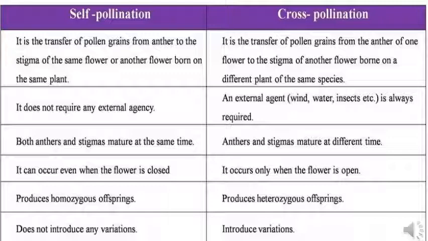It produces homozygous offspring, that is, similar, identical offspring are produced. They do not introduce any variations. New varieties of the plants are produced here. Whereas in cross-pollination, it is a transfer of pollen grains from the anther of one flower to the stigma of another flower born on a different plant of the same species.